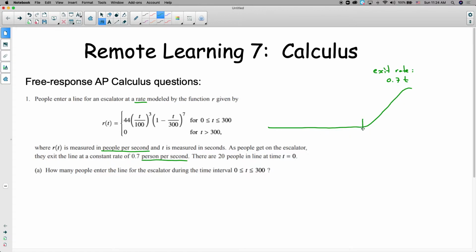Okay, meanwhile, there's 20 people in line. So there's sort of 20 people hanging out there. And then there is the idea that people are joining this line at a particular rate. So there's an enter rate, and then that enter rate is this r(t) function. Okay, so this is not a rate, that's a constant.